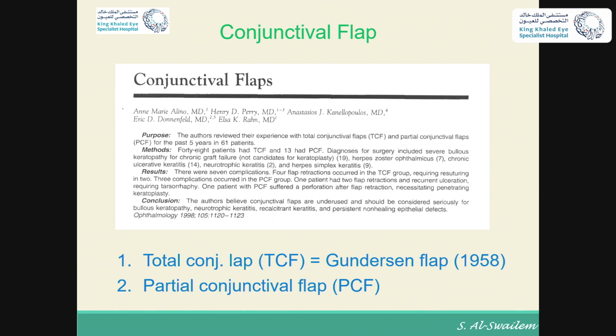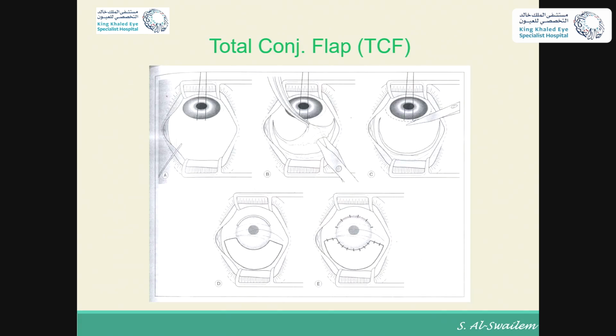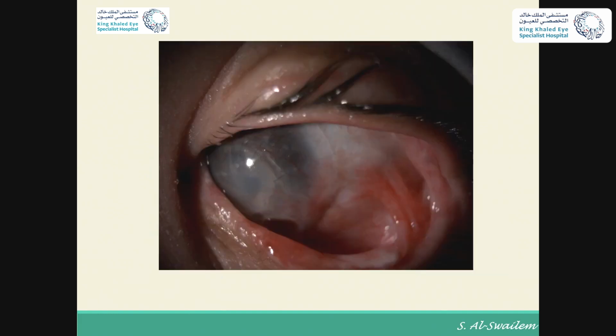How efficient are conjunctival flaps? The technique is described very well in that article from Massachusetts. And when do you use it? We use it if there is little visual potential and a chronically diseased corneal surface. You don't have an ability to regenerate epithelial cells from the stem cells, so you can use that one. In the setting of chronic sterile epithelial defects or neurotrophic keratopathy, you can use that one. Herpetic keratitis, if it is under control, yes. If it is only the neurotrophic stage, but not necrotizing stromal keratitis. If you have unstable wounds in the setting of painful bullous keratopathy or dry eyes, you can elect to do that one.